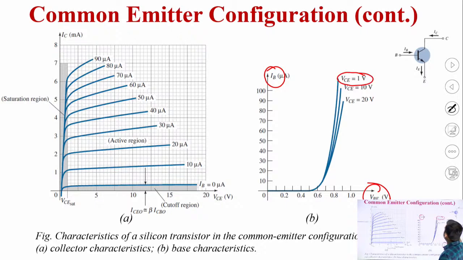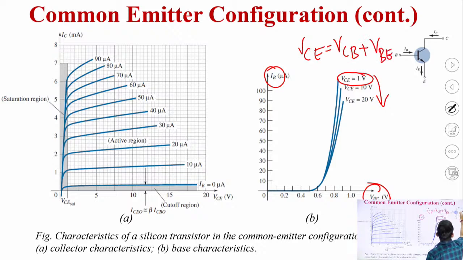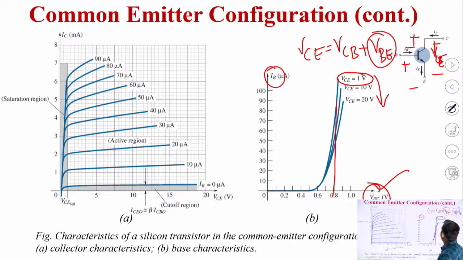Now what will happen as we increase the value of VCE? Here we can write down that VCE equals VCB plus VBE, by KCL at this junction: this voltage plus this voltage. Now if we consider a constant VBE and we vary the value of VCE, what happens to VCB? As we increase VCE, the collector to emitter voltage, VCB also increases.